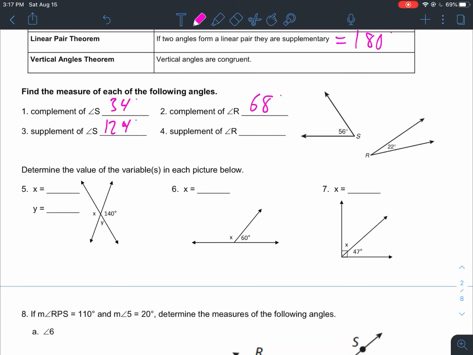And number four, supplement of R. So again, supplement means adds to 180. 180 minus 22 would be 158.